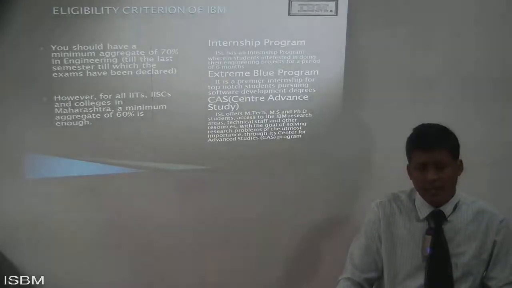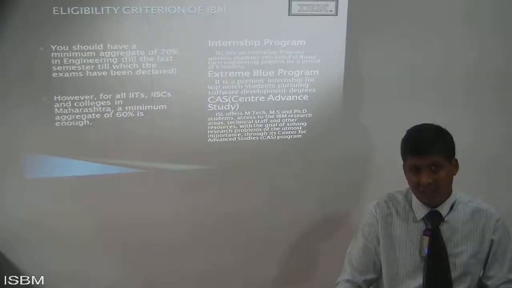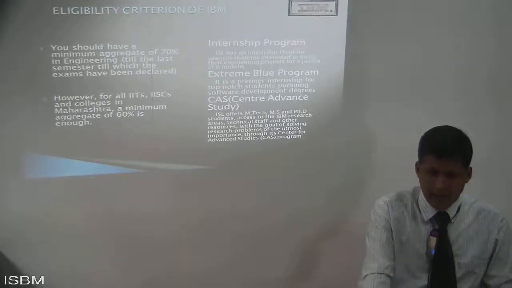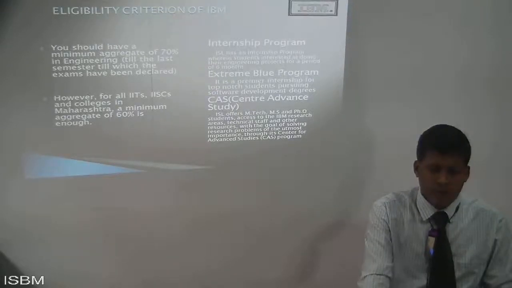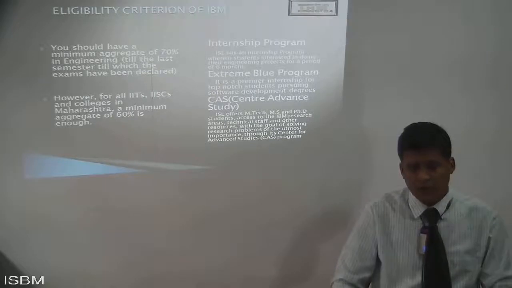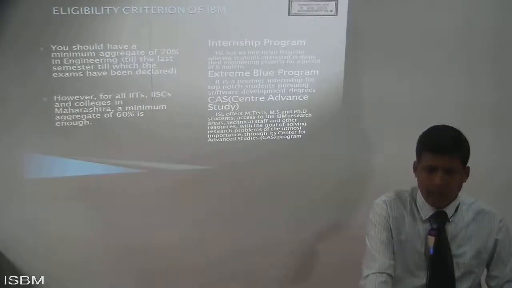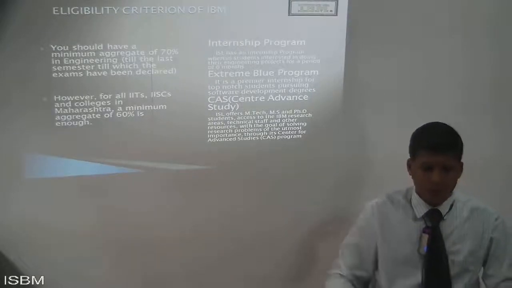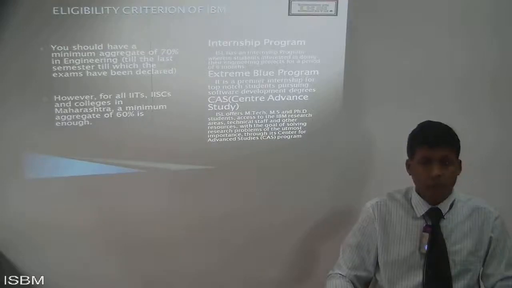The ISL has an internship program for students interested in doing their engineering projects for a period of 6 months. Extreme Blue program is a premier internship for top-notch students pursuing software development degrees. Then CAS, or Center for Advanced Studies: ISL offers MTech, MS and PhD students access to the IBM research areas, technical staff and other resources, with the goal of solving research problems as well.